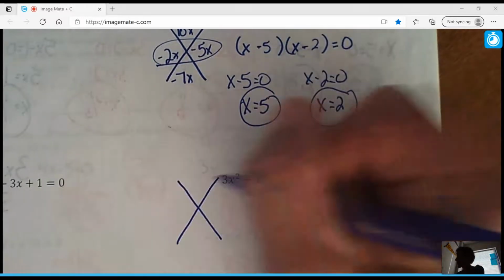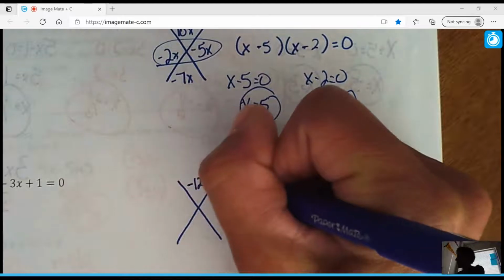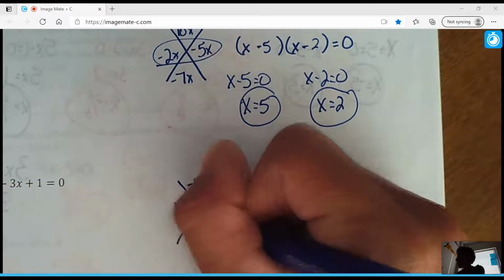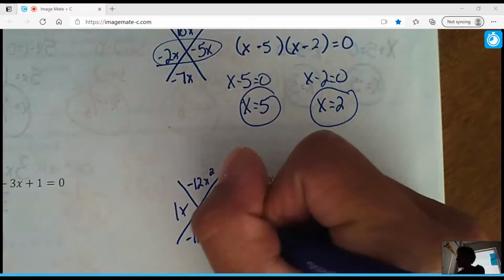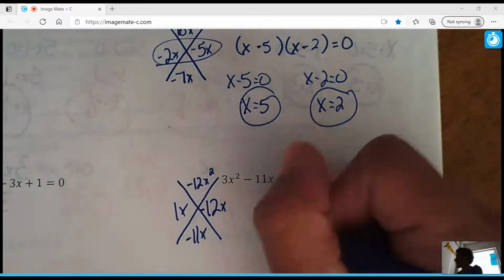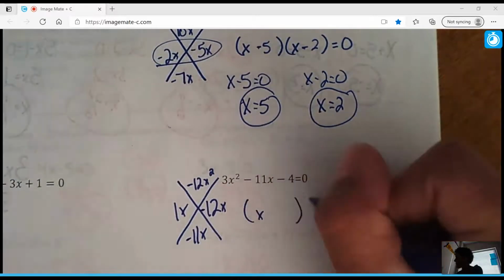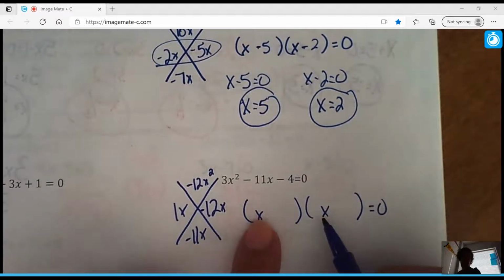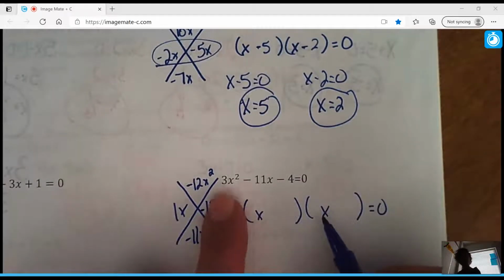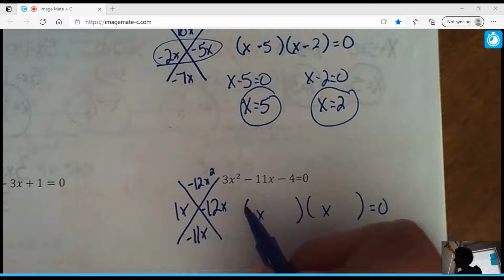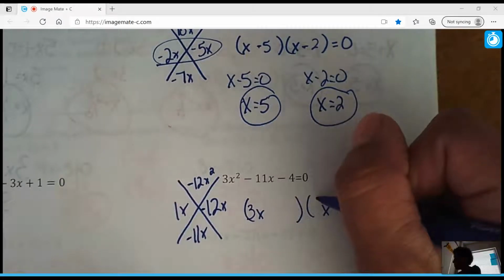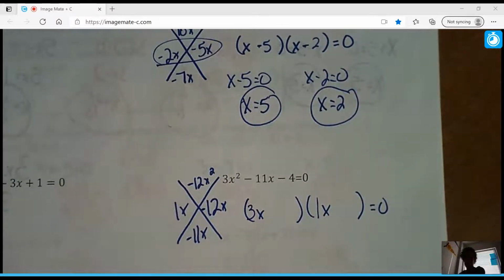and I need factors of negative 12. That will get me to negative 11, and that would give me a 1x and a 12x, with the 12 being negative this time. So here when I make my parentheses and drop my x's in, this time x and x is not enough because x and x make x squared when I multiply them, and I need 3x squared. So I'm going to put a 3. If you liked the 1, put it there, but just make it really light.